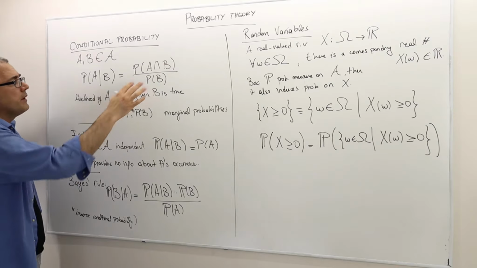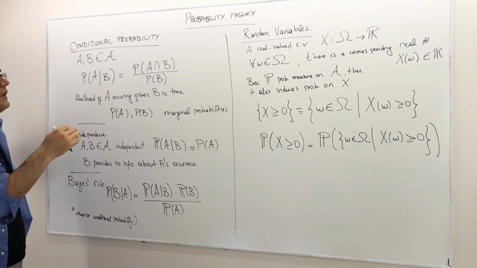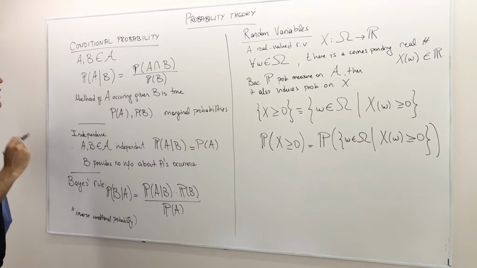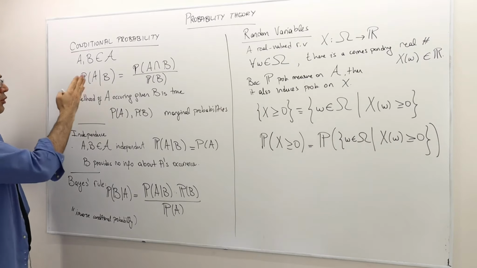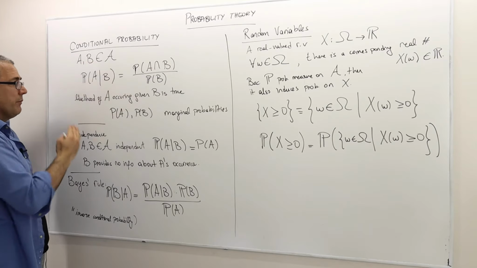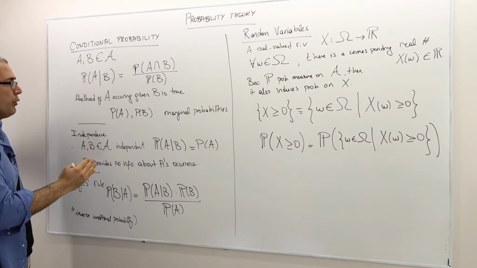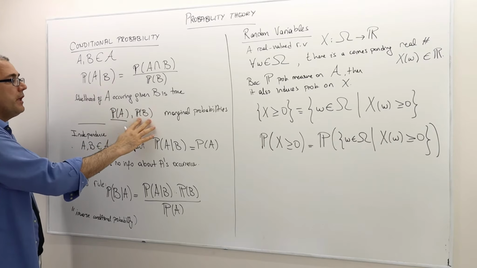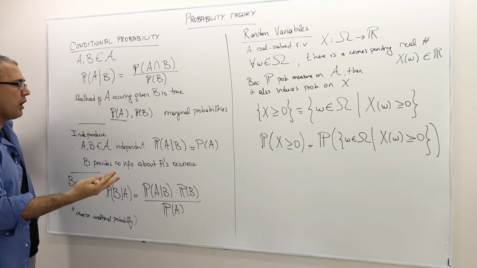All right, so assuming the event B is likely, so the probability of B is non-zero, this is how we define conditional probability: the probability that event A occurs conditional on event B being true. We sometimes call probability of A and probability of B marginal probabilities.